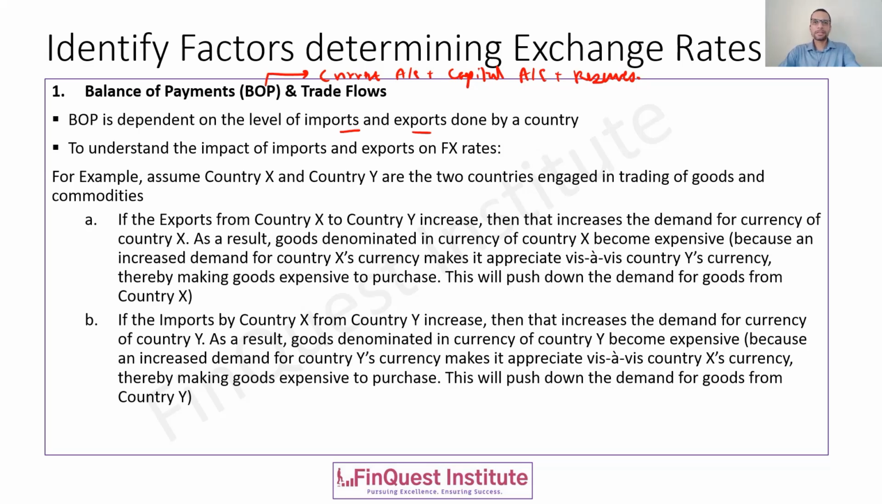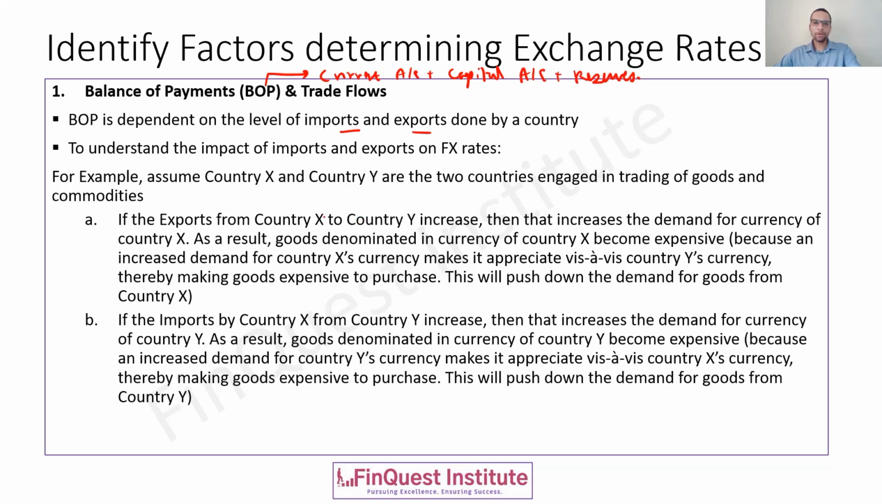Now, to understand how exactly this will have an impact on FX rates, because that's what we are interested in, since we are studying FX rates, let's take a simple example and try to understand how it works. Imagine country X and country Y. They are engaged in trading of goods and commodities. Let's say exports from country X to country Y increase. People in country Y are consuming a lot of products produced by country X, and that's why the exports from country X are rising.